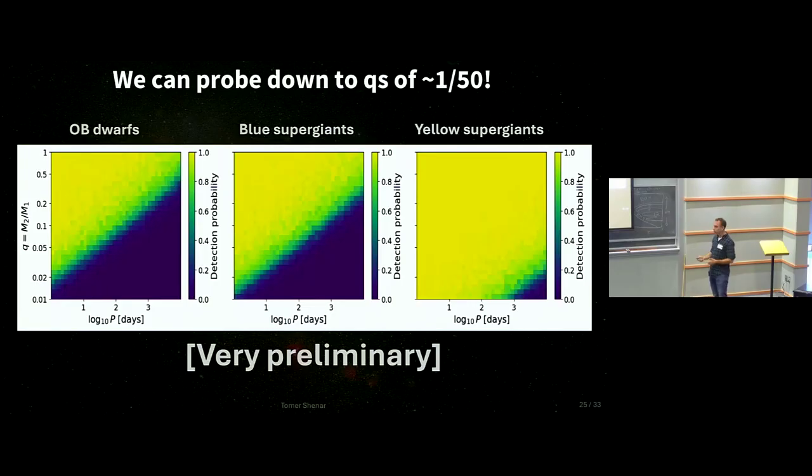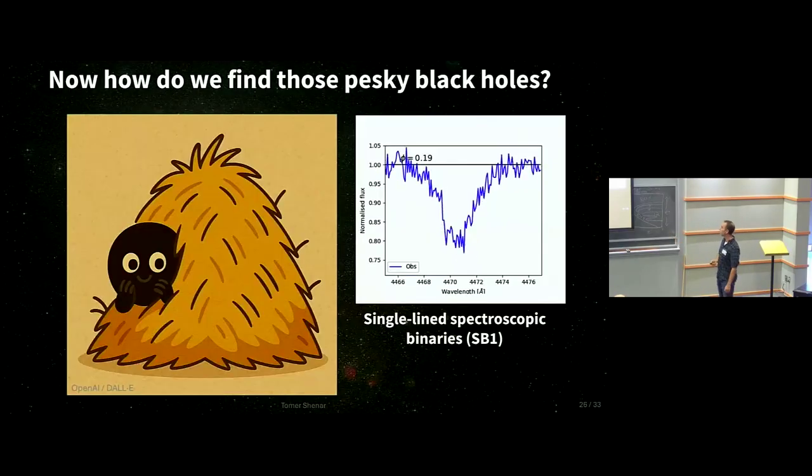This is very preliminary. It should be roughly correct, but it should be done more accurately. Because we're so sensitive, for example, for yellow supergiants, where you see yellow in this diagram, this means basically a detection probability of 1. So we can probe extreme mass ratios as extreme as about 1 to 50 with this kind of population. For OB dwarfs, more like 1 to 10 or so. So we had some interesting chats about extreme mass ratios. So these are the sort of regimes we're sensitive to.